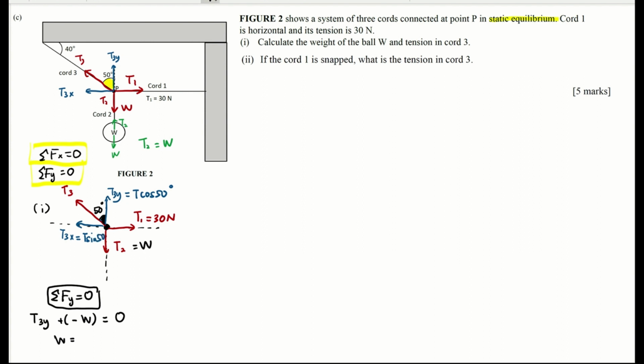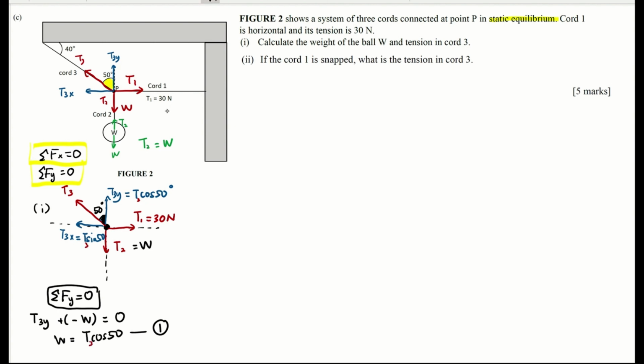Tapi you tak boleh buat lah. You tak boleh buat. T cos 50, you tak boleh selesaikan. So, this is equation number 1. So, you don't have value of T3. That one is T3. Okay, you don't have value of T3.